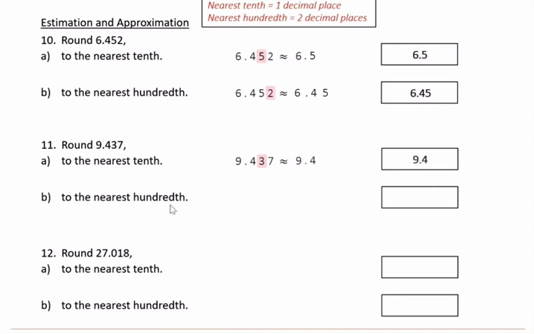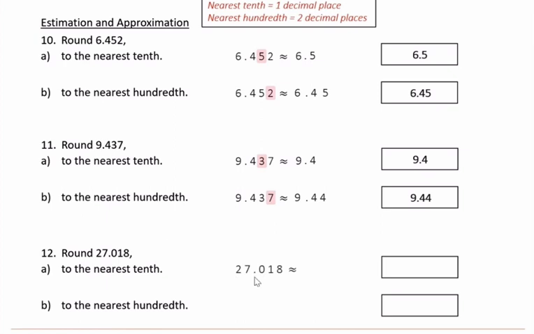To the nearest 100th means you need to look at the 1000th place, which is a 7,000th. So 7,000 is actually more than 5, right? This is more than 5, 5 and more. So you can actually round up the 300th to 400th. So it will be 9.44.